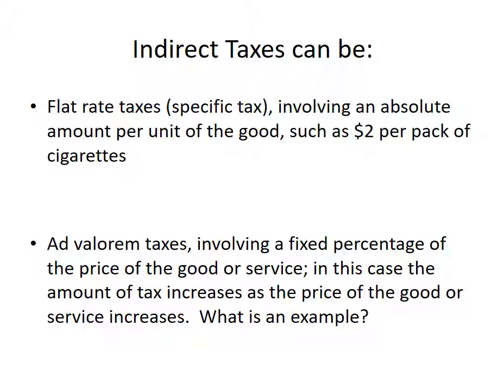So let's say you've got a 10% tax, which is 10% on all of the different goods and services. If you're buying something for $10, the tax would be $1. But if you're buying something for $100, the tax would be $10. So the amount of tax increases as the price increases.